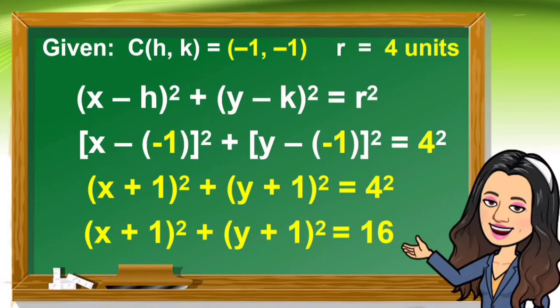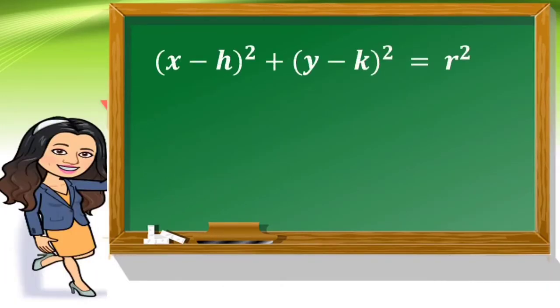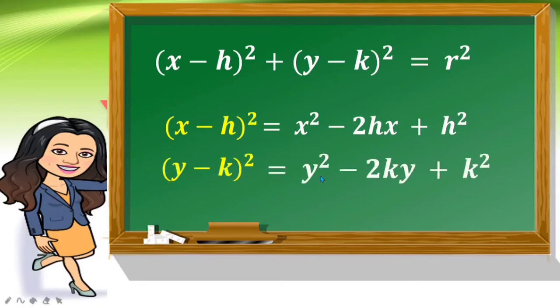Now, aside from the standard form of an equation of a circle, we also have the general form of an equation of a circle. And what about that? So let's discuss this topic. Given the standard form of an equation of a circle, if we expand the first and last term on the left side of the equation, the square of the quantity x minus h is the same as x squared minus 2hx plus h squared. And when we square the quantity y minus k, this is the same as y squared minus 2ky plus k squared.